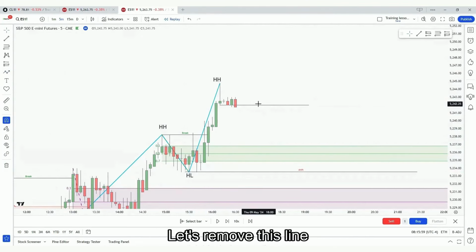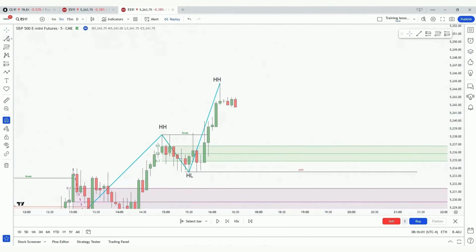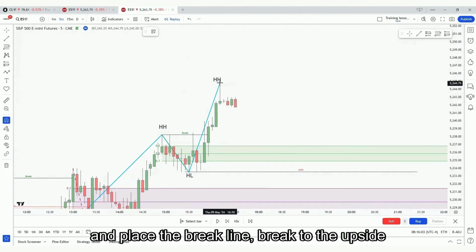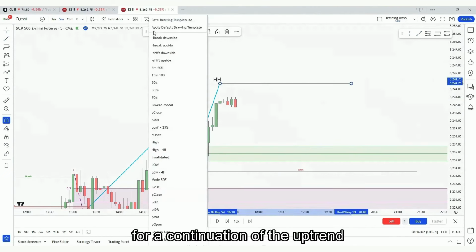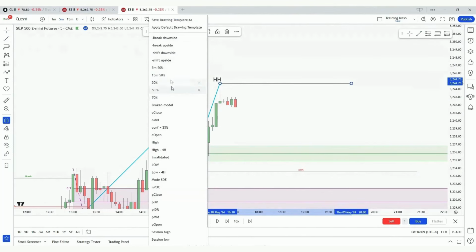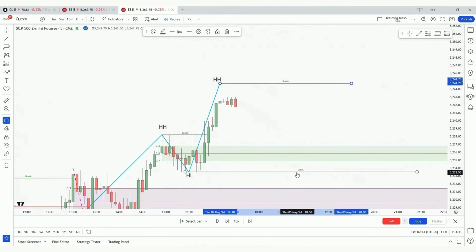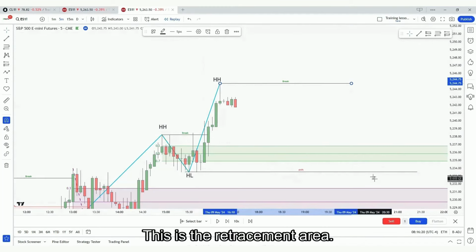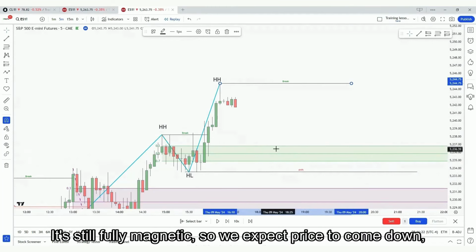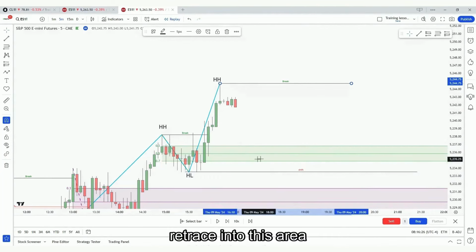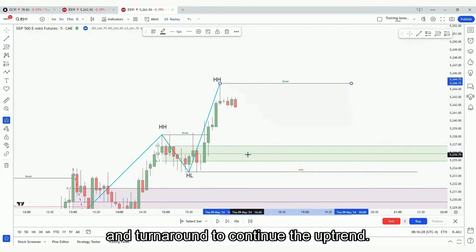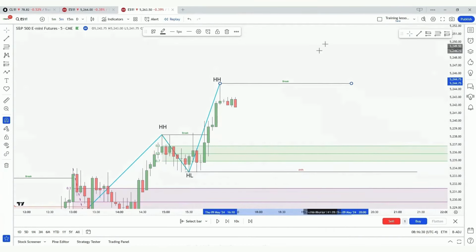Let's remove this line and place the break line. Break to the upside for a continuation of the uptrend, or a close below the shift line for a shift into a downtrend. This is the retracement area. It's still fully magnetic, so we expect price to come down, retrace into this area, and turn around to continue the uptrend.